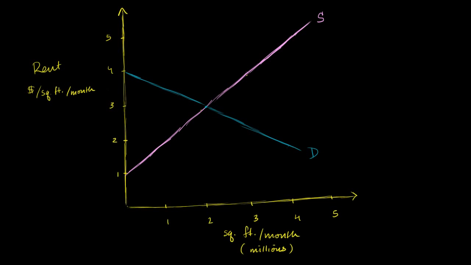Let's think about the market for real estate in a given city. So here on the vertical axis, I have plotted rent in terms of dollars per square foot per month. Here on the horizontal axis is essentially the quantity of square foot per month available in millions. So this is 1 million, 2 million, 3 million, 4 million, 5 million. Here in blue, we have the demand curve.